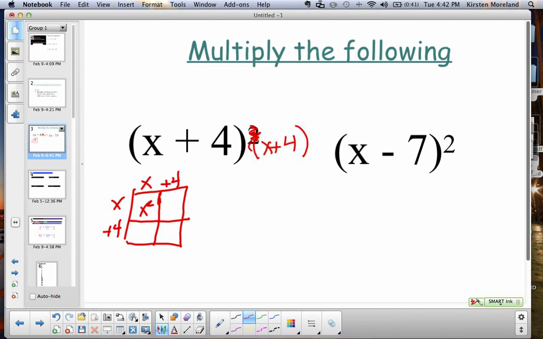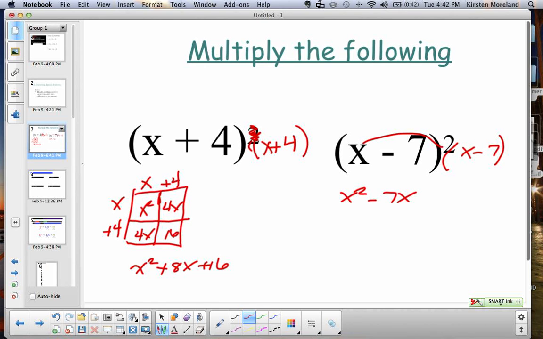So you should get x squared, 4x, 4x, and 16. So you should get x squared plus 8x plus 16. If I multiply this one out, again, squared just means write it twice. I get x squared minus 7x minus another 7x plus 49. So my final answer is x squared minus 14x plus 49.